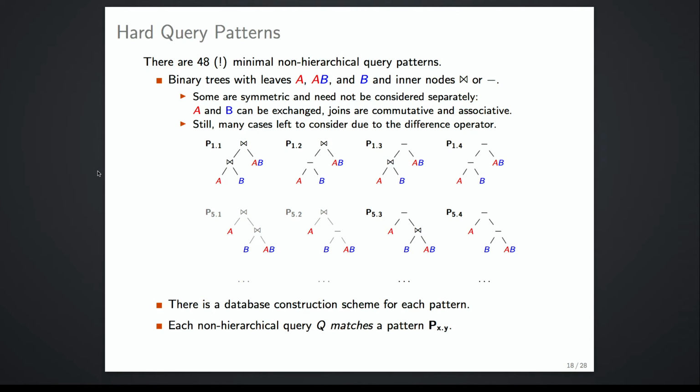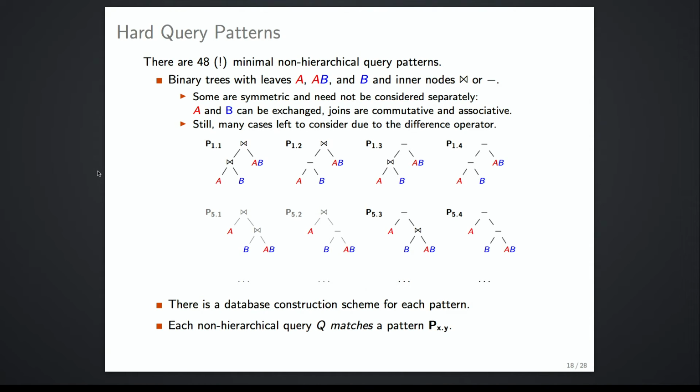We get a pattern like this, right? Where we join a relation over A with a relation over B, and then we join it with AB, a relation over both AB. Or we can have A and B with a difference. This is meant as a pattern in the sense that obviously here may be an entire subquery. On the other side will be an entire subquery as well. Right? There are very many patterns.